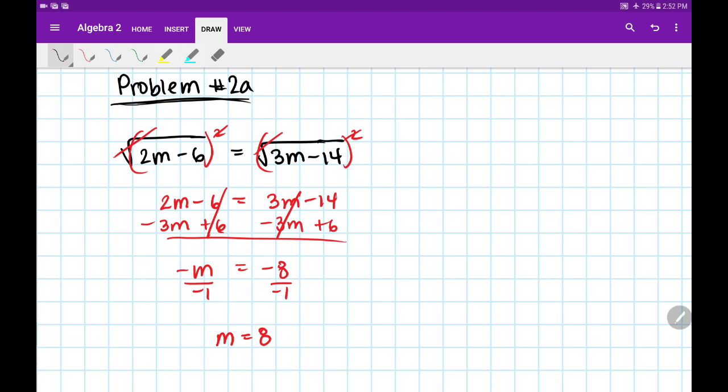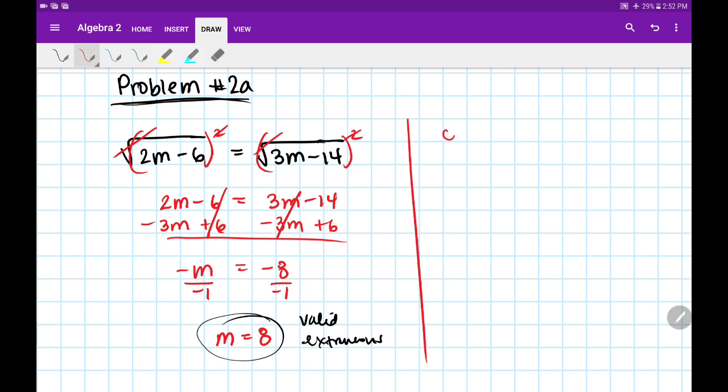But we have to remember step 3, which is we're going to plug that guy back in. Check for extraneous solution. So this could be a solution, but it could be valid or extraneous. That means it works, or it's extra, it doesn't actually work. So we've got to check it. Let's plug it back in. Draw the line so that we know that this is your checking.